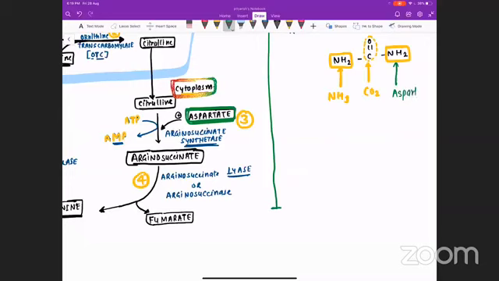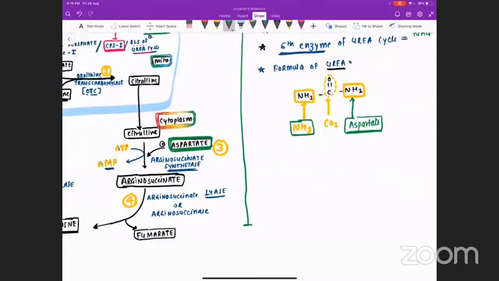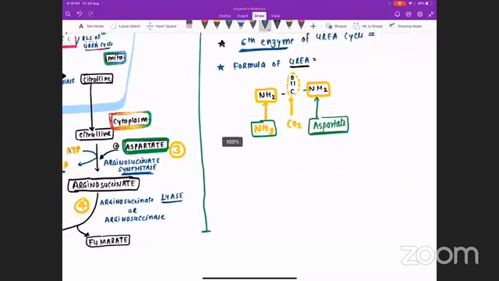They asked this question multiple times. They have asked repeatedly, who is going to donate the nitrogen of urea? The first nitrogen is given by the ammonium ion and the second is given by aspartate.